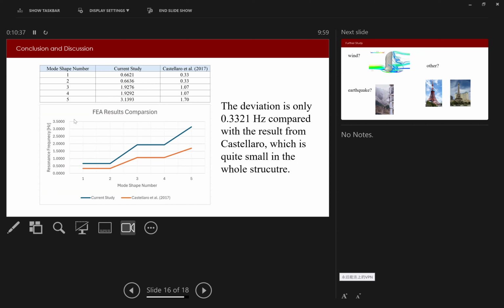And here, the deviation is 0.33. After discussion, we find that the deviation mainly comes from the material parameters we have set. And although there is some deviation, it is quite small in the whole structure, so it can be ignored.